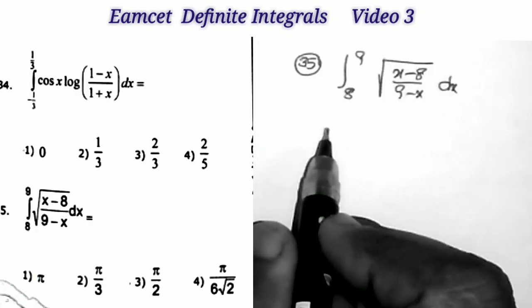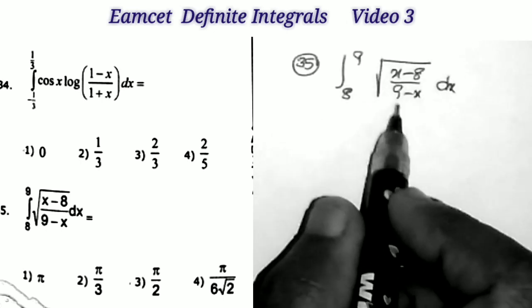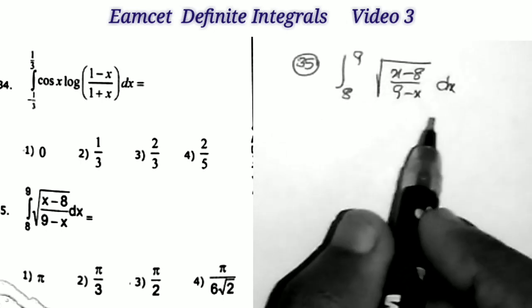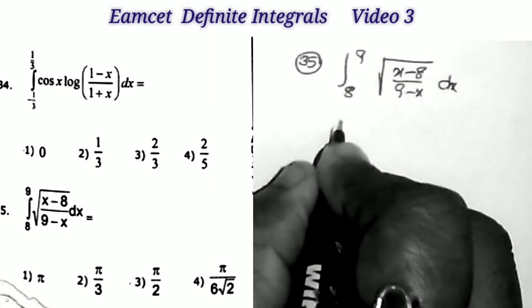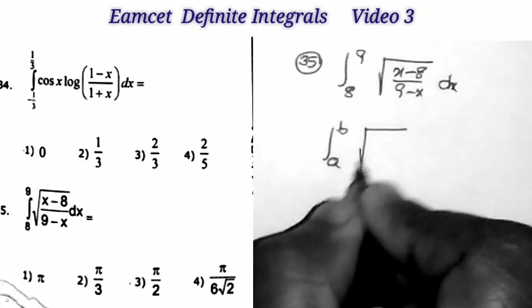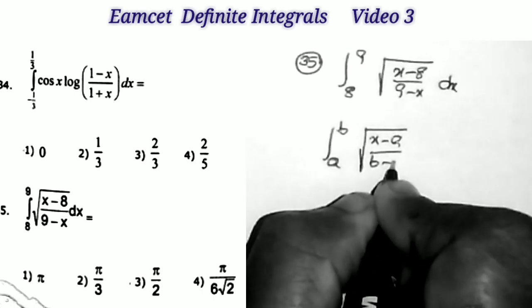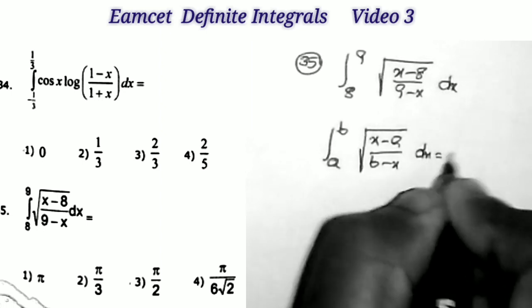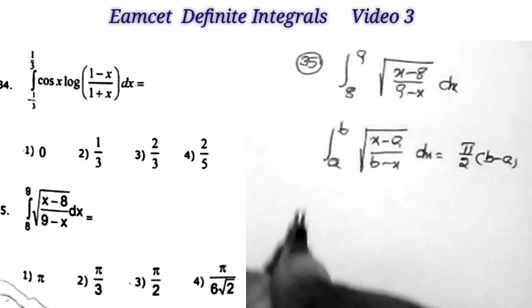Next question, sum number 35: integral from 8 to 9 of square root of (x minus 8) by (9 minus x) dx. Now we have one particular formula to solve this question. Very easy, just applying the formula. Here the formula is: integral a to b of square root of (x minus a) by (b minus x) dx is equal to pi by 2 into (b minus a). So this is the formula for solving the above question.